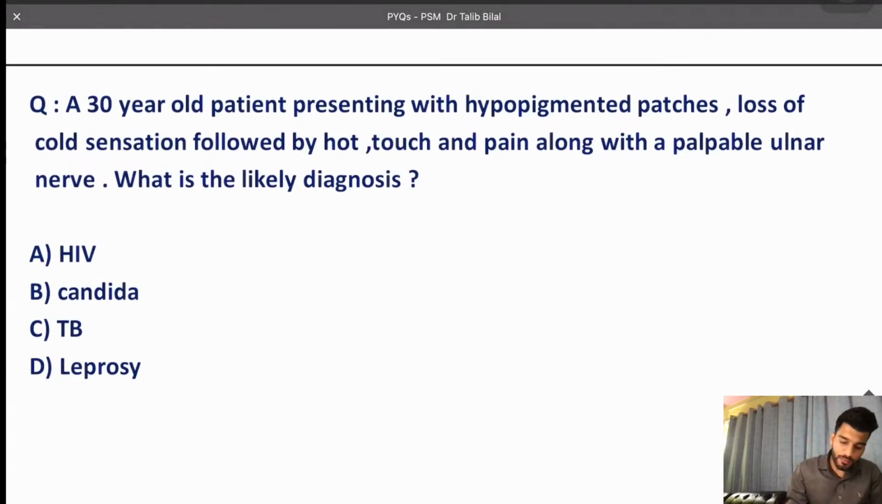A 30-year-old patient presented with a hypopigmented patch, loss of cold sensation followed by hot touch and pain, along with a palpable ulnar nerve. What is your most likely diagnosis? Very easy one, guys. Yes, ulnar nerve is involved. There are hypopigmented anesthetic patches. The patient has a loss of sensation, cold followed by hot. Your answer is going to be right. What will be your answer?